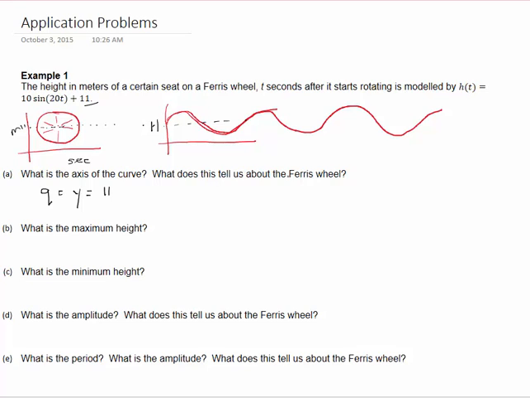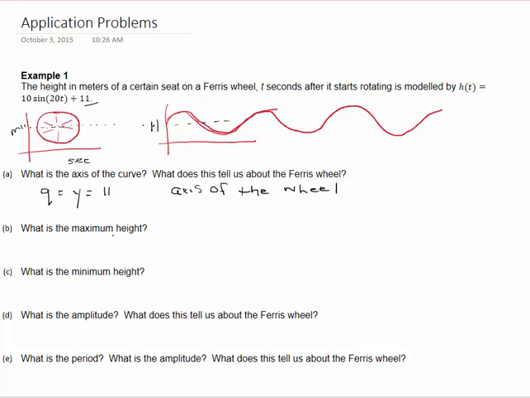So what does this tell us about the Ferris wheel, not the sinusoidal graph? Well, it looks like it's the pivot point. It's the axis of the Ferris wheel where all the spokes come off of. So it's the axis as well of the wheel, the axes of the wheel are also the middle point of the wheel you could think of.